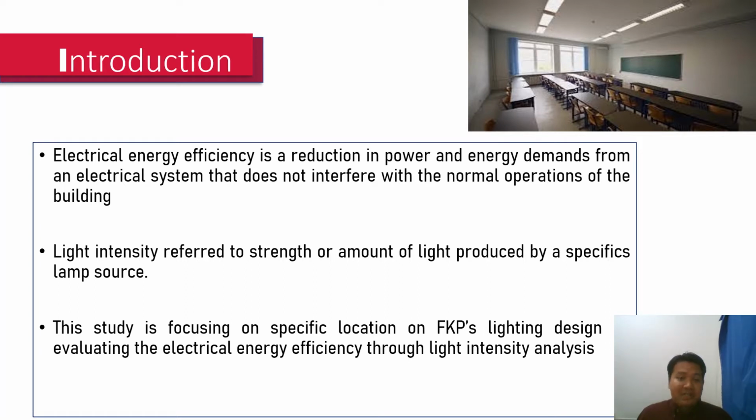Electrical energy efficiency is a reduction in power and energy demands from an electrical system that does not interfere with the normal operation of the building. Light intensity refers to the strength or amount of light produced by a specific lamp source. Because of that, the study focuses on specific locations of the FKP lighting design by evaluating the electrical energy efficiency through light intensity analysis.